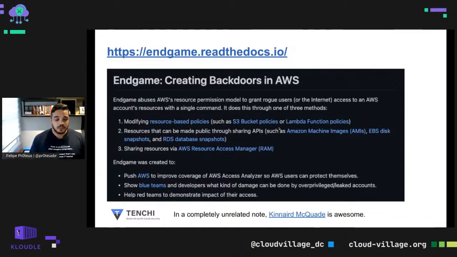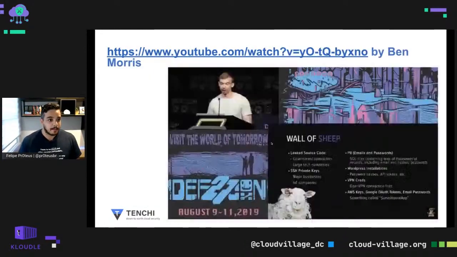Another pretty interesting project was Endgame from Kinnaird McQuade. He released a new tool earlier this year that was capable of backdooring AWS resources by making them public or exposed to another AWS account or an attacker account. This kind of tool is helpful to show us the impact a backdoored AWS resource can have on different environments, and helps blue teams create detections for that. So cheers to McQuade for doing that for us.